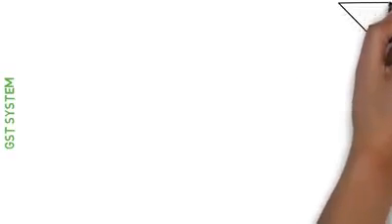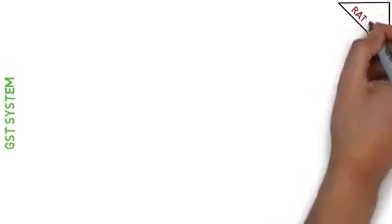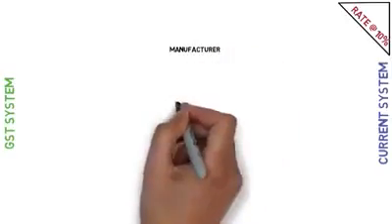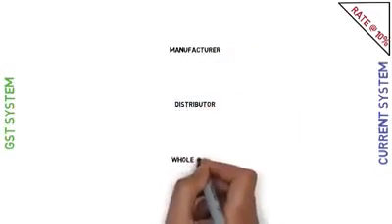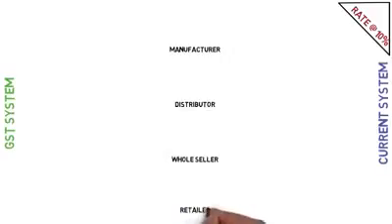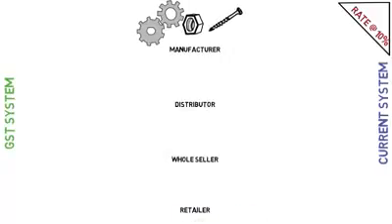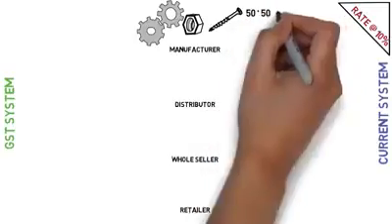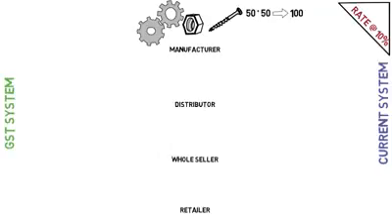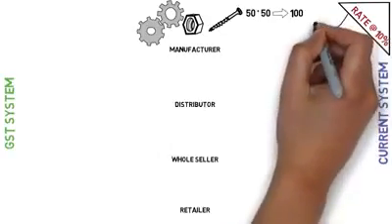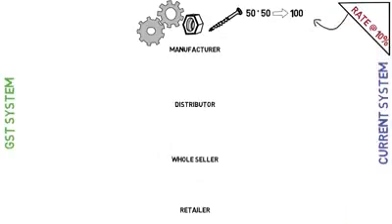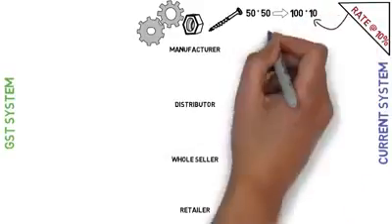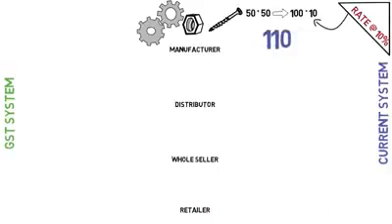I'll explain this with a simple example. Consider a simplified tax rate of 10% at each level. There are generally 4 levels: manufacturer, distributor, wholesaler and retailer. The manufacturer buys raw material, let's say of rupees 50, and manufactures the product, which adds 50 rupees value to it. So the product becomes 100 rupees. And for selling this product, he needs to pay 10% tax, which is 10 rupees. So the cost of the product for the distributor is 110 rupees.